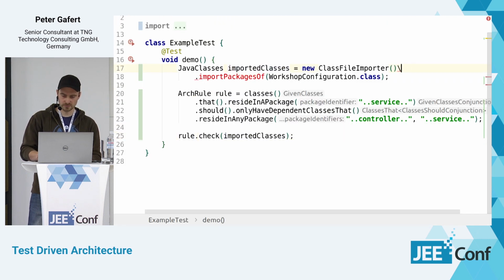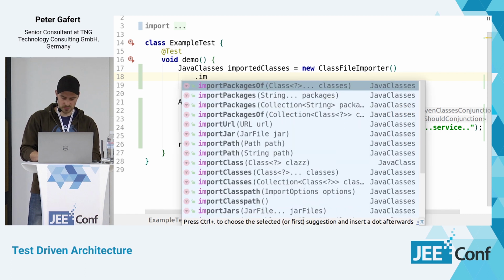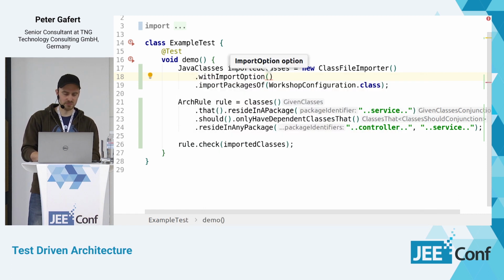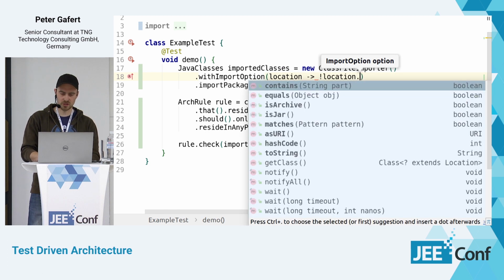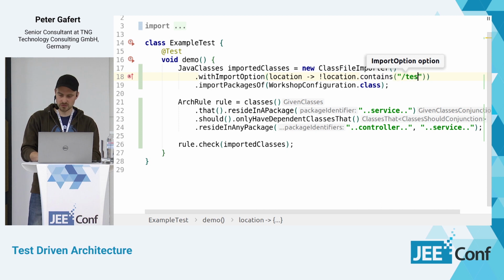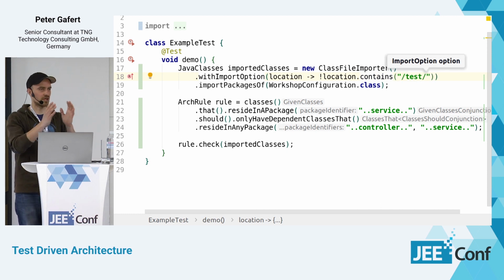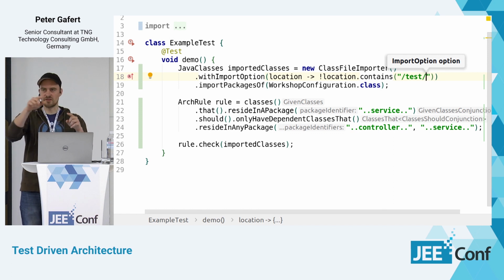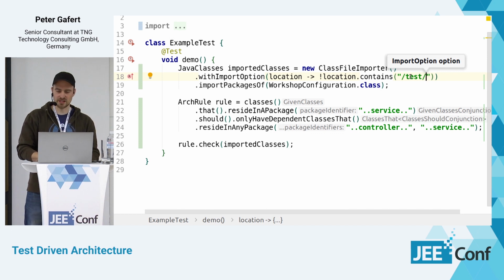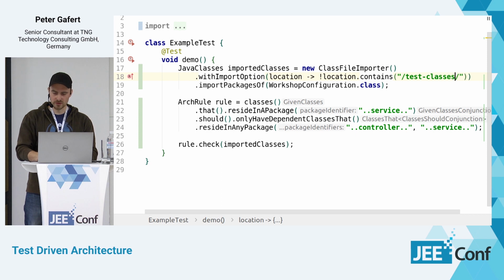So I will show you how to do that. We can add an import option, which is just a predicate that says what sort of location, what sort of URI I want. So I could do something like this, right? This is like a file URL, so I have file:/my workspace, Maven target classes or something like that. So I could say if there's test or test classes in there, then skip those classes, right? So I'm not interested in those.